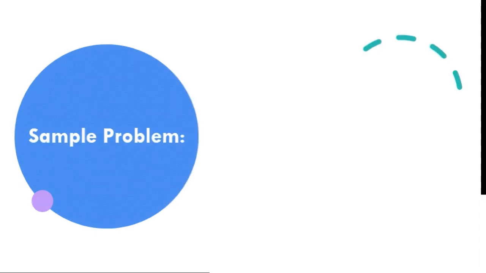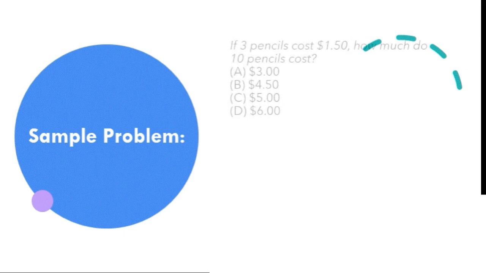All right, class. Let's solve a real-world problem using proportions and ratios. This strategy works really well when we know two things are related and we want to figure out the missing value. Example problem. If 3 pencils cost $1.50, how much do 10 pencils cost?